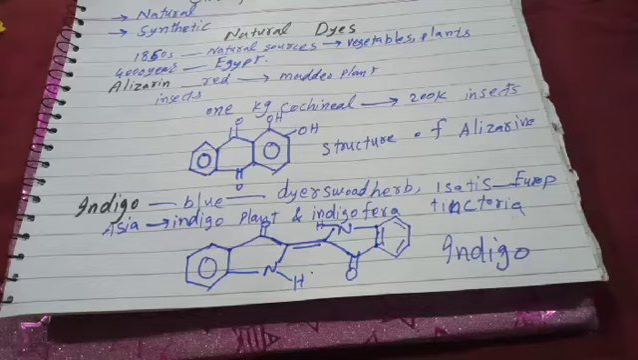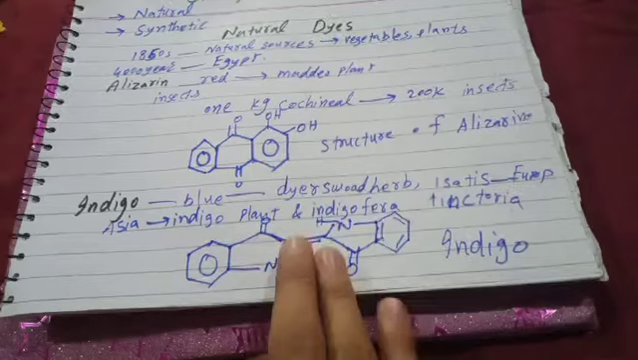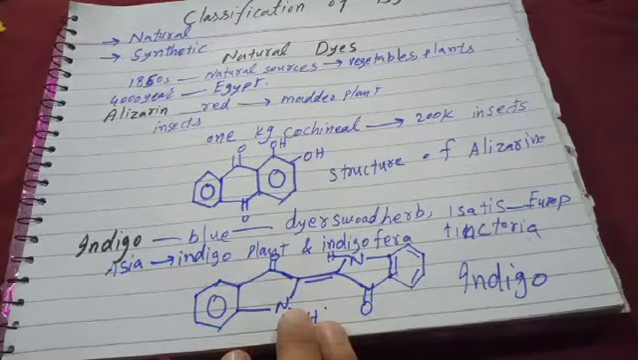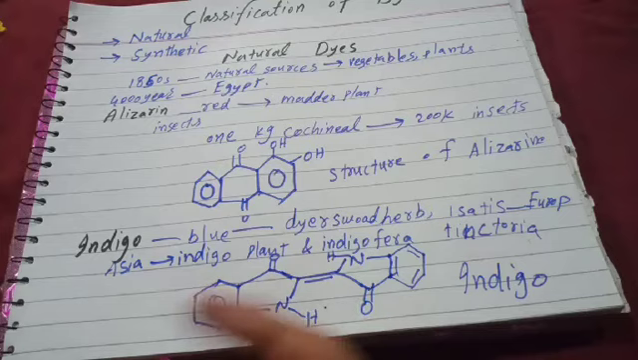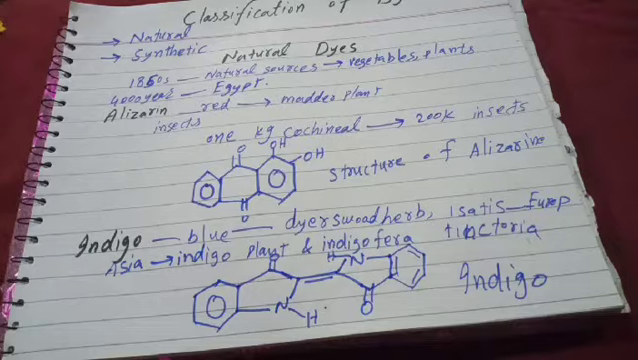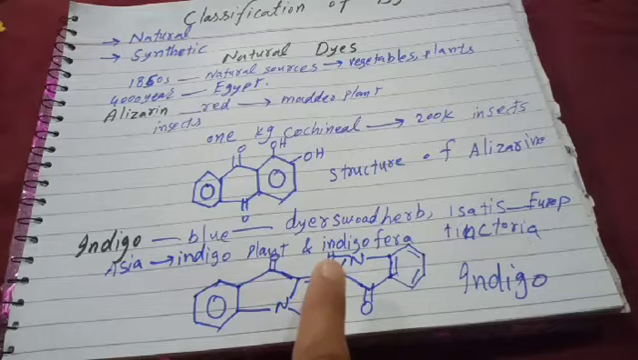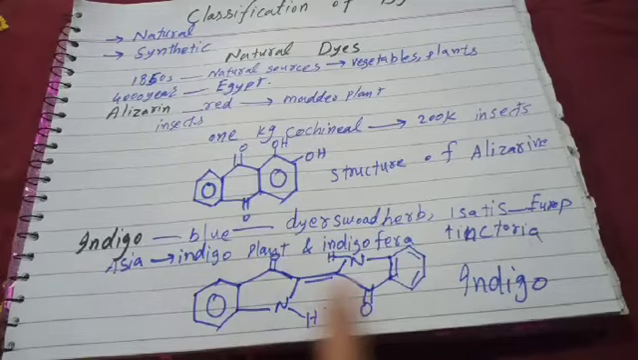With the process developed by Phoenicians, a derivative of indigo, Tyrian purple, was extracted in small amounts from the glands of a snail, Murex brandaris, indigenous to the Mediterranean Sea. So, Tyrian purple: here is a bromine, here is a bromine, and everything else is the same. Now we discuss synthetic dyes.